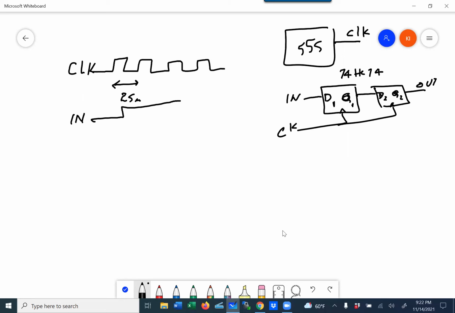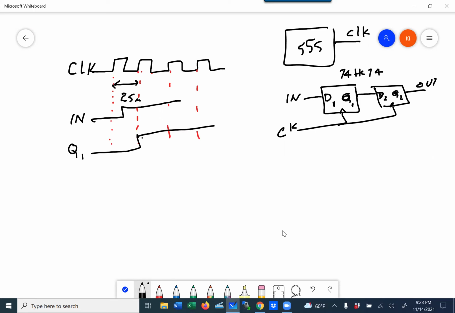Now think about what happens on Q. Since this is a rising edge flip-flop, we know nothing will happen except on the rising edge. Those are the only places things will change. So my Q1 will change at this point, because the flip-flop hasn't seen the input until the rising edge of the clock comes along. That's what we're going to see.